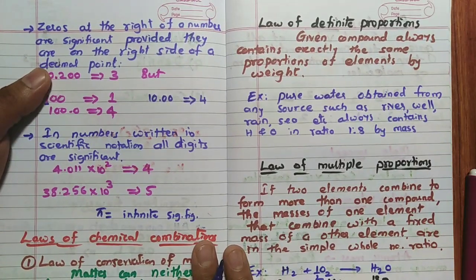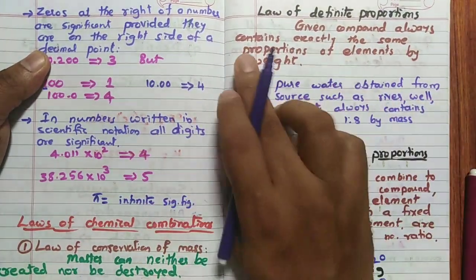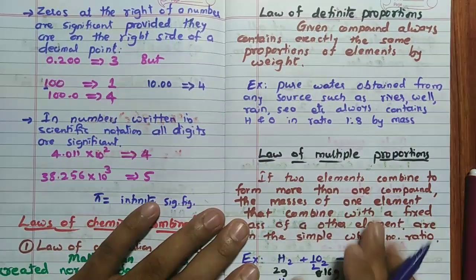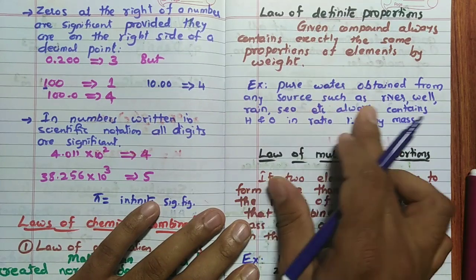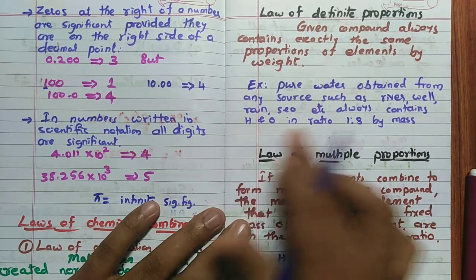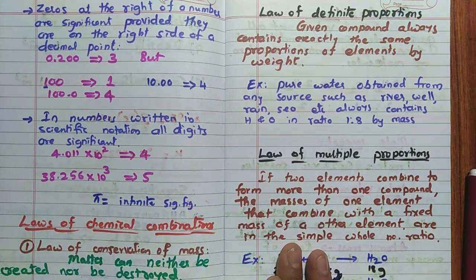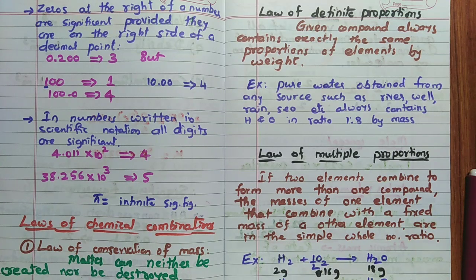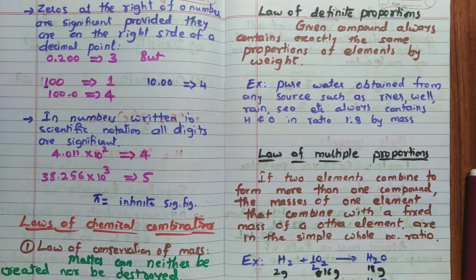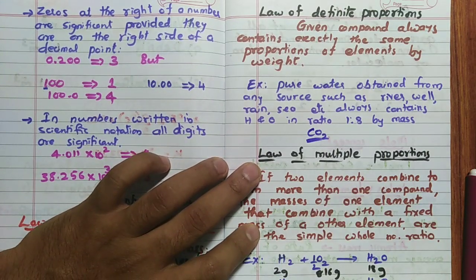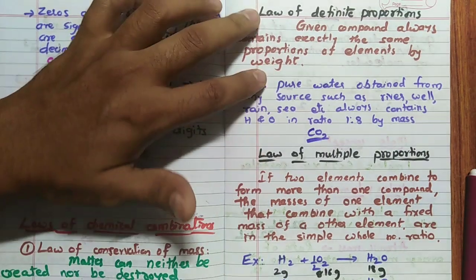Then law of definite proportion. According to this, a given compound always contains exactly the same proportion of elements by weight. For example, pure water obtained from any source such as river, well, rain, etc. always contains hydrogen and oxygen in the ratio 1:8. The meaning of this is, any one compound, when prepared by using any different method, whatever different methods you use to prepare, its composition remains the same. For example, carbon dioxide is always CO2 irrespective of the preparation. So like that, remember law of definite proportion.